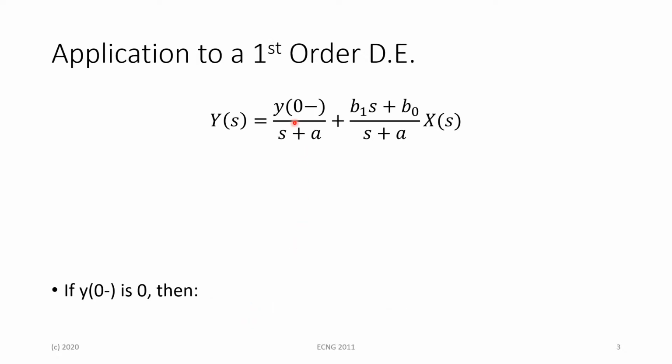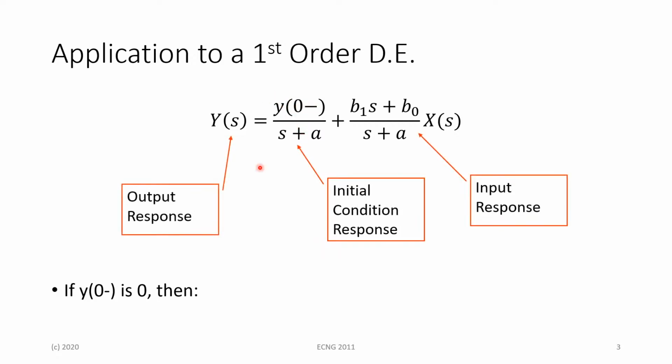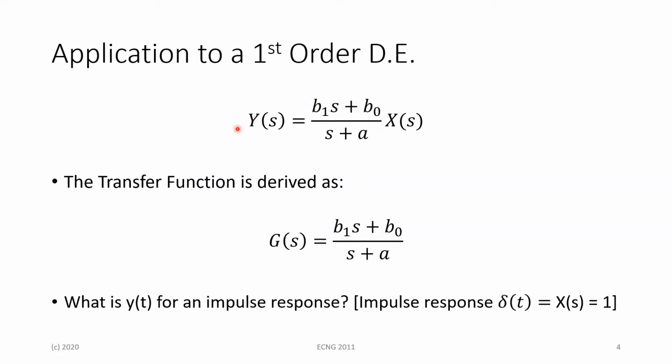And then we also saw that if our initial condition here, y(0-), was 0, where Y(s) is our output, this y(0-) being our initial condition response, and the X(s) component here being our input response, when this goes to 0, we are just left with our input response here accordingly, giving us this equation. If we carry across X(s) onto the left hand side here, getting Y(s) divided by X(s), this remains with this part here being our transfer function, which we represent as G(s).